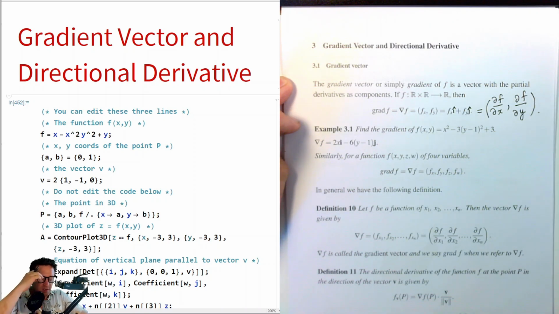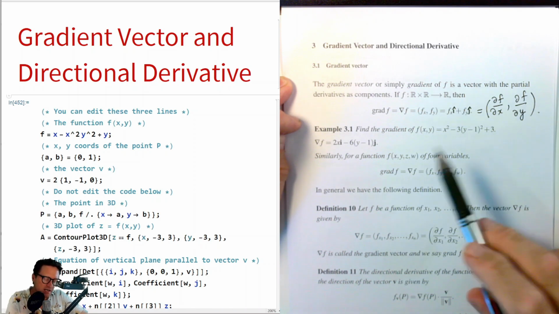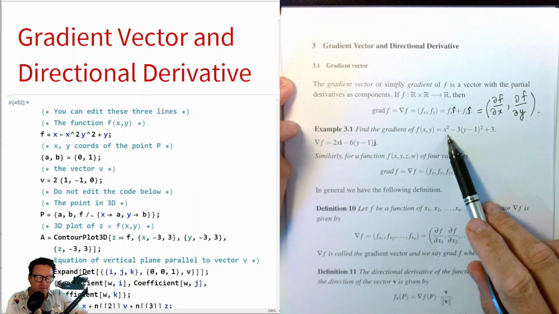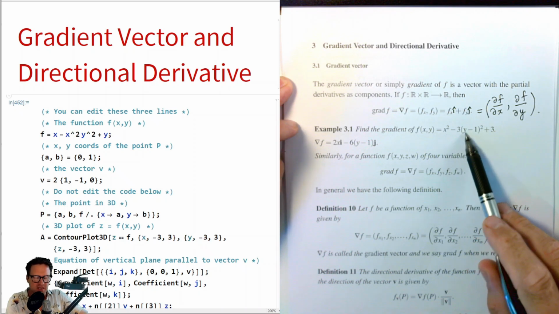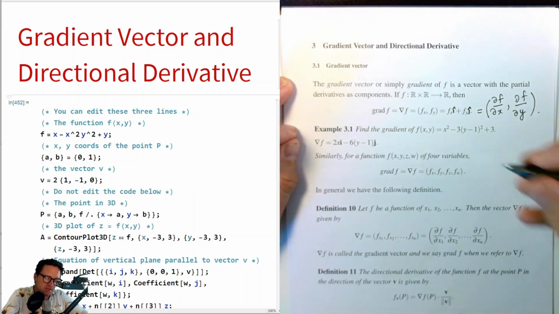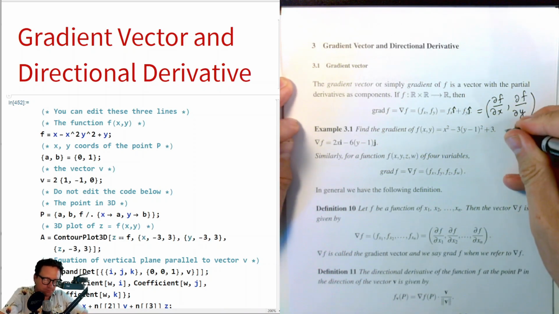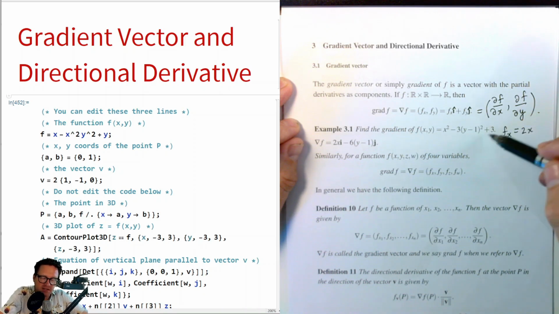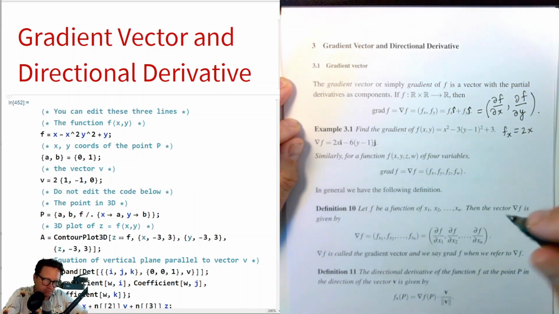Okay, example 3.1. Find the gradient of the function f of x and y, where f is equal to x squared minus 3 in brackets (y minus 1) squared plus 3. Okay, so let's take f subscript x, the partial derivative of f with respect to x. Well, let's see, we have 2x, right? Because we're treating y as a constant, and the derivative of a constant is 0.